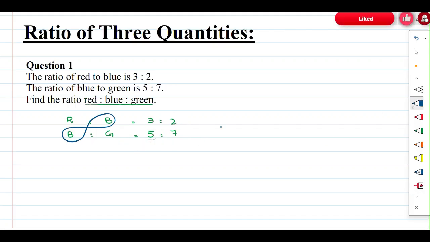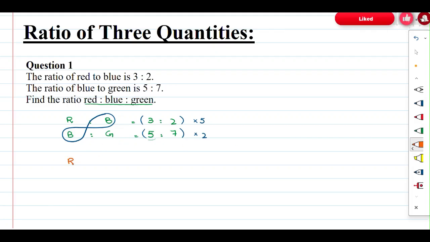Now what we have to do is cross multiply with the opposite ones. So this ratio we have to multiply by the opposite 5, and this ratio we have to multiply by its opposite, which is 2, to make them the same, because these two quantities are the same, blue and blue, so these two numbers must be the same. For 5 and 2, we need to figure out the common multiple of 5 and 2 to make them the same. Now let me figure this out.